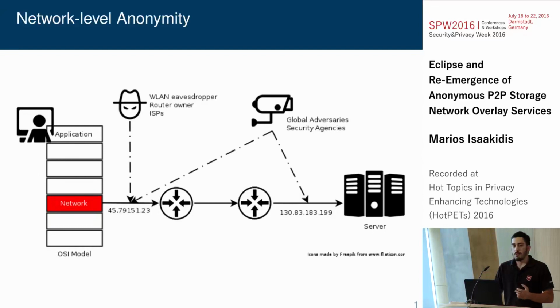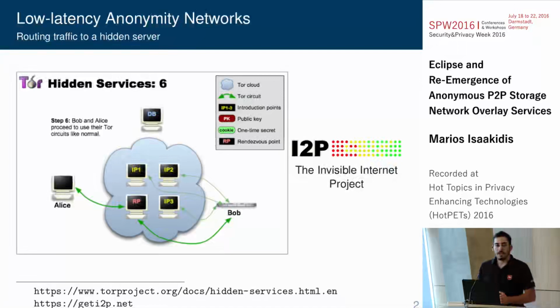And the easy way is not to build all those things by ourselves. We rely on low latency anonymity networks, such as Tor, which provides Onion services, and the Invisible Internet Project, I2P, so that we can route traffic to a hidden server somewhere anonymously in the network.